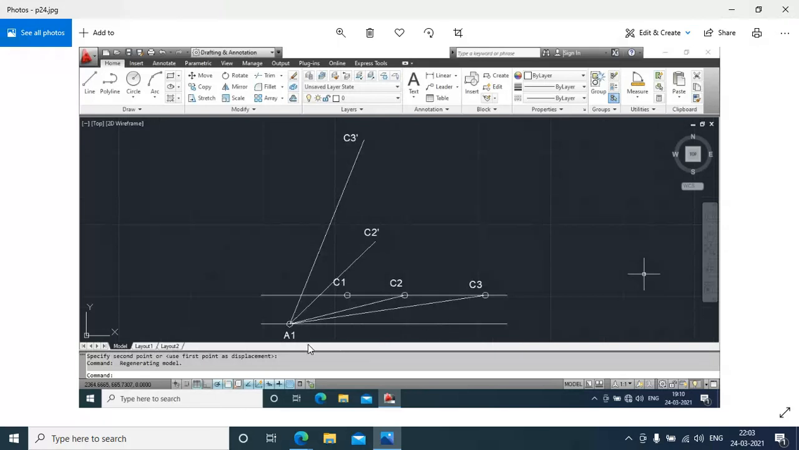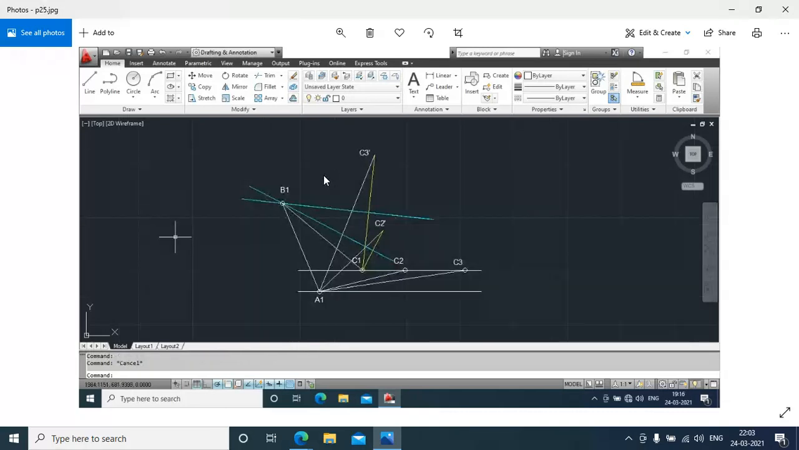Now rotating A1 C2 by an angle of 30 degrees in anti-clockwise direction gives us A1 C2 dash and rotating A1 C3 by an angle of 60 degrees in anti-clockwise direction gives us the point C3 dash. Now joining the points C1 C2 dash and C1 C3 dash gives us two line segments. Taking the perpendicular bisectors of both the line segments gives us the point B1. Now A1, B1, C1 is the required slider crank mechanism.